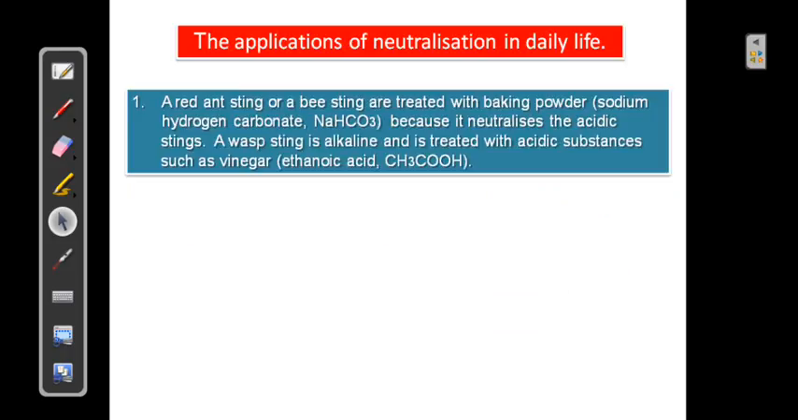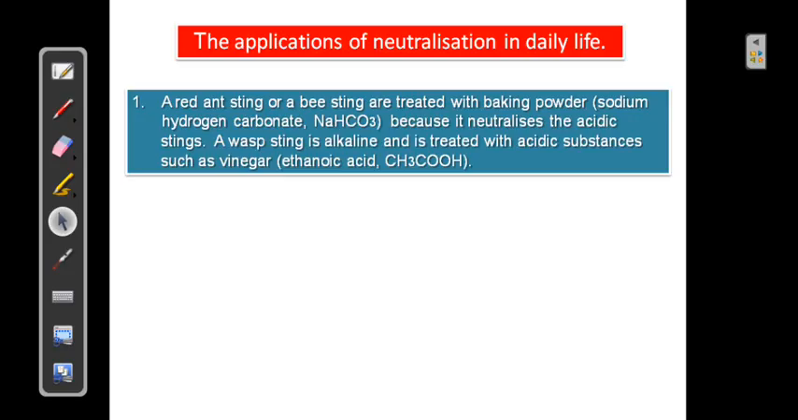So the application of neutralization in our daily life can be very, very useful and save time and a lot of pain. For example, a red ant sting or a bee sting. If a red ant or a bee stings you, you will feel initial pain, but later it becomes itchy. So if that's the case, then you know that these stings are acidic. So all you need to do is treat them with baking powder, that is sodium hydrogen carbonate.